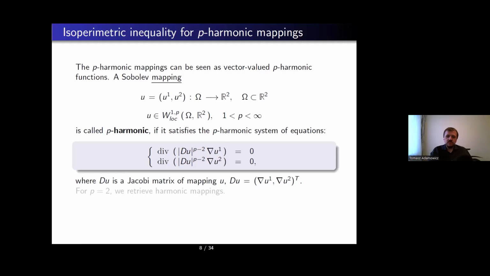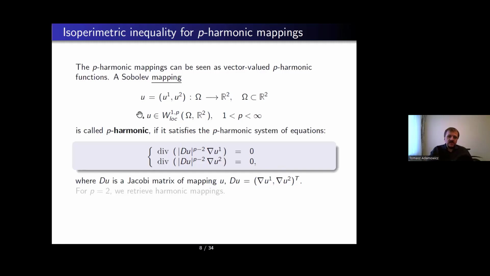Namely, we would like to see if there is an isoperimetric inequality for a component function of a p-harmonic mapping in the plane. For this, I need to recall the definition of p-harmonic mappings. Also, we will use p-harmonic mappings in the last part of my presentation.